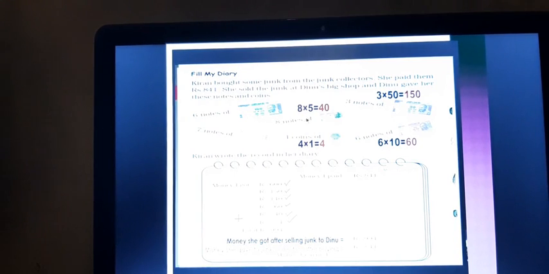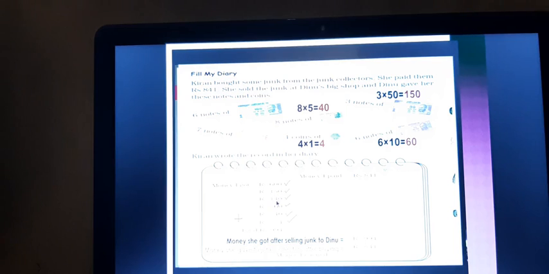See, 8 notes of 5 means 8 fives are 40. 3 notes of 50 means 3 fifties are 150. 3 fives are 15, 0 comes there. 6 notes of 10, 6 into 10 is 60. 4 coins of 1 rupee. So 4 into 1 is 4. Like that only she got that. So 1 rupee coin she got 4. 4 rupees it is.